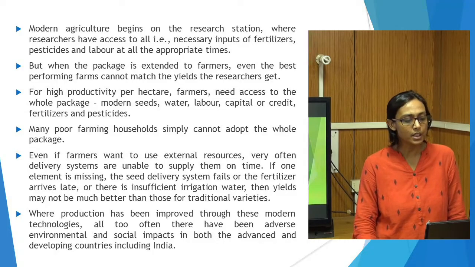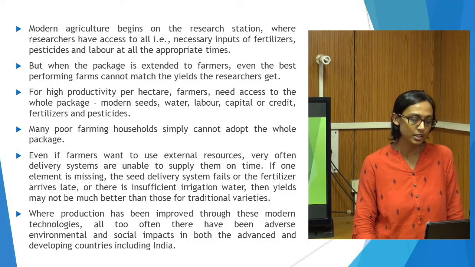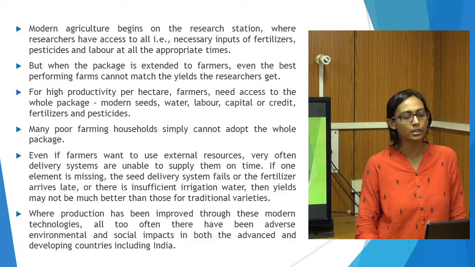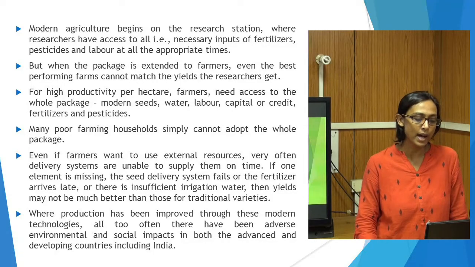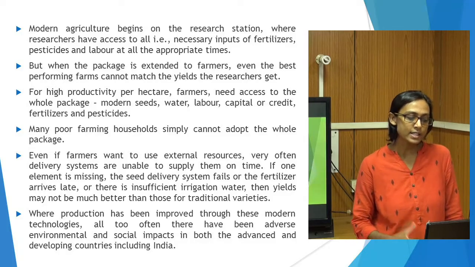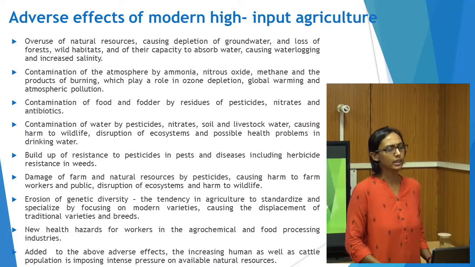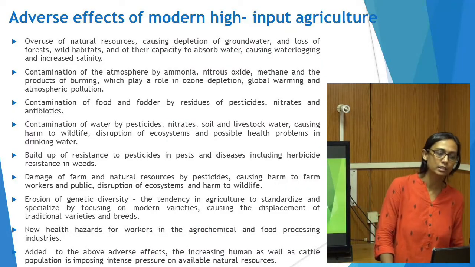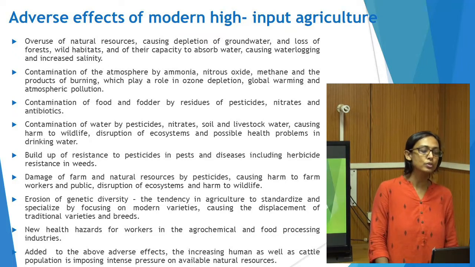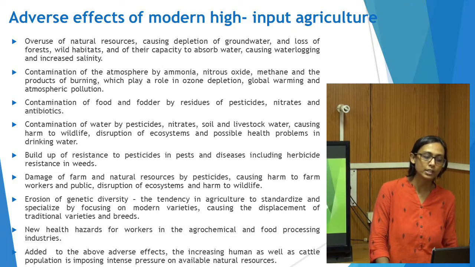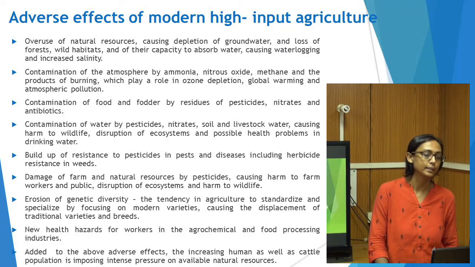Where production has been improved through these production technologies, modern agricultural technologies, all too often there have been adverse environmental and social impacts in both the advanced and developing countries, including India. Now, the adverse effects of modern high input agriculture can be listed as overuse of natural resources causing depletion of groundwater and loss of forests, wild habitats and of their capacity to absorb water causing waterlogging and increased salinity.